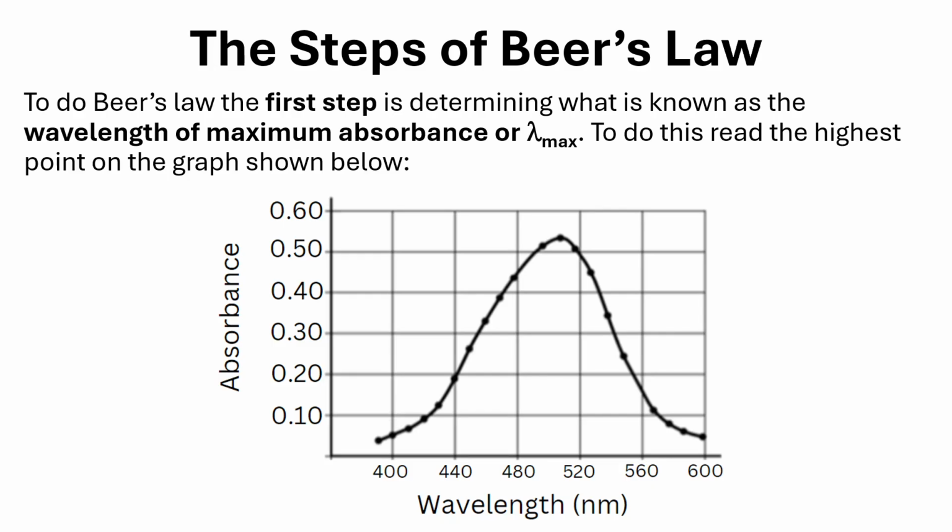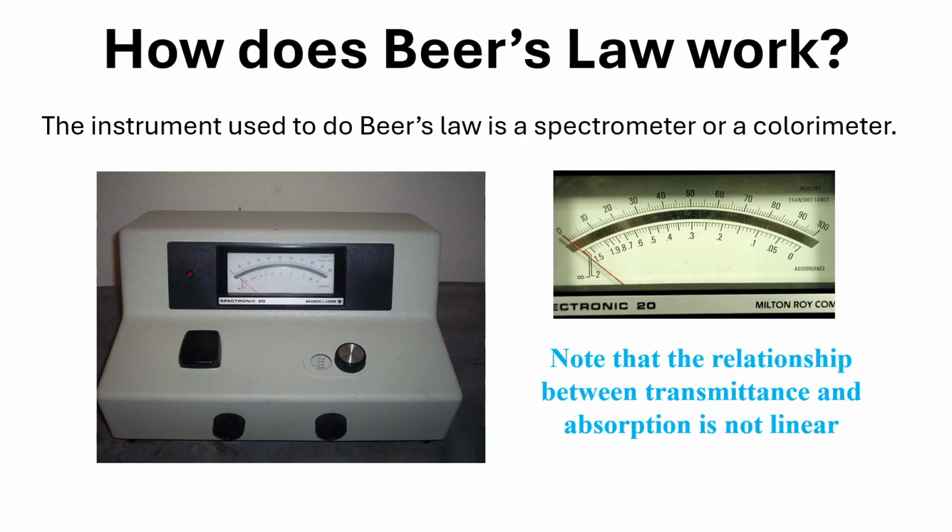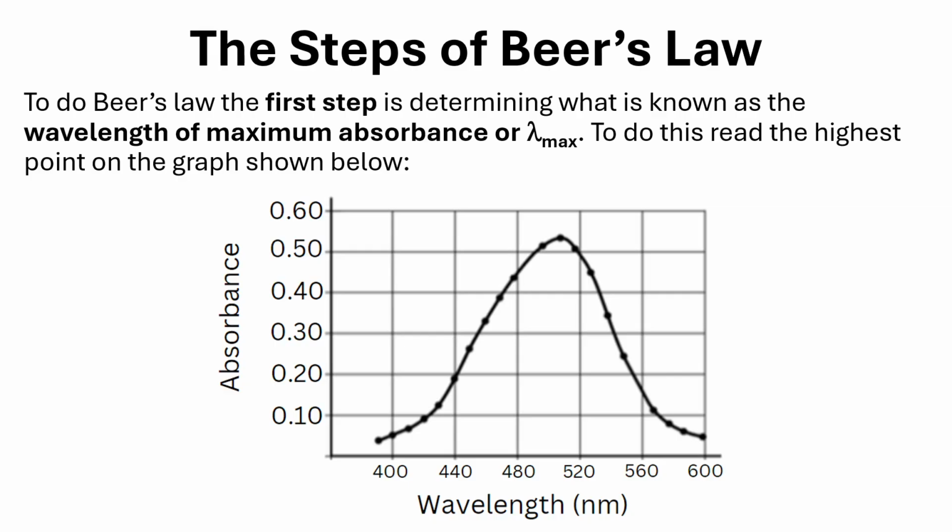To do Beer's law, the first step is determining what is known as the wavelength of maximum absorbance. To do this, you're going to read the highest point on the graph shown below. On the spectrophotometer, there's usually a knob. This knob is going to change the wavelength, and so you can graph what the absorbance is at a variety of different wavelengths. You're looking for this peak right here to identify that maximum absorbance, or lambda max. And that's the one you're going to set it to.